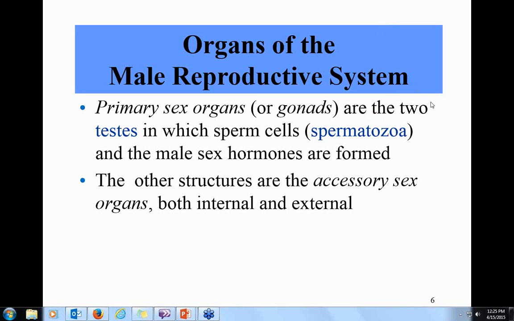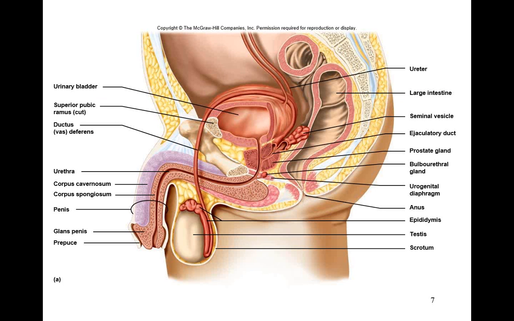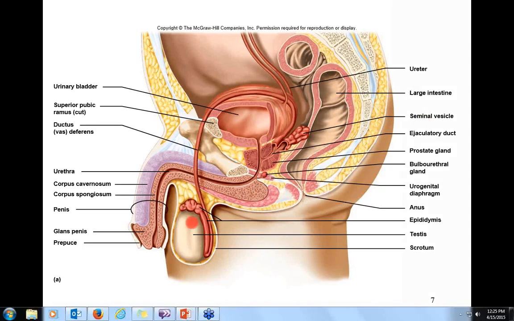So the next slide. Well, we'll start with the gonads here, which are the testes, and you're seeing half, and I'm trying to think of the proper anatomical term, the sagittal section. So here are the testes.